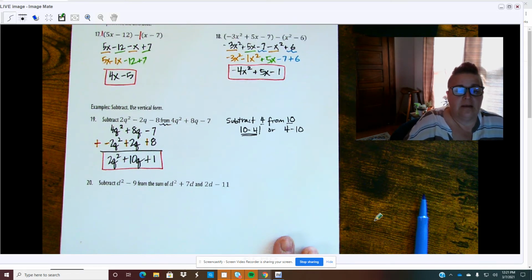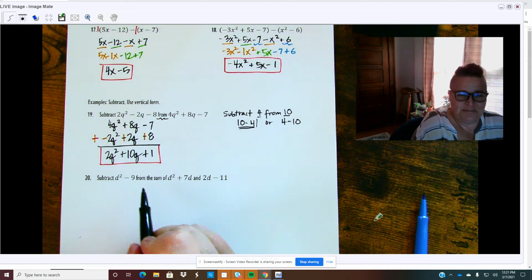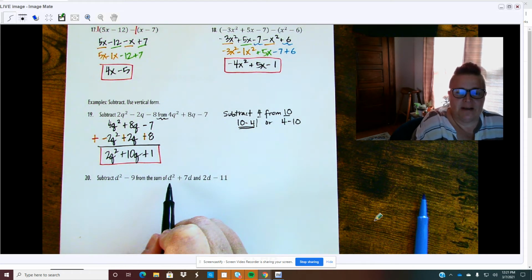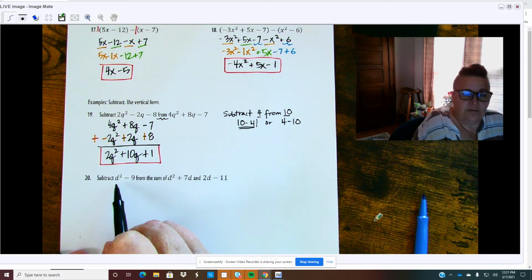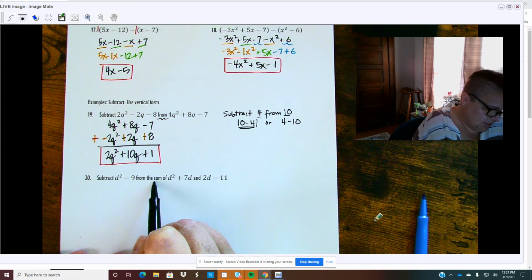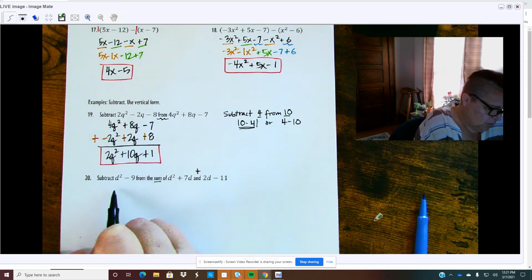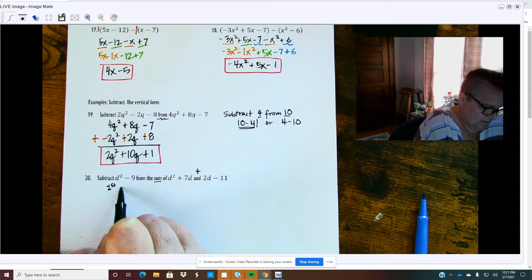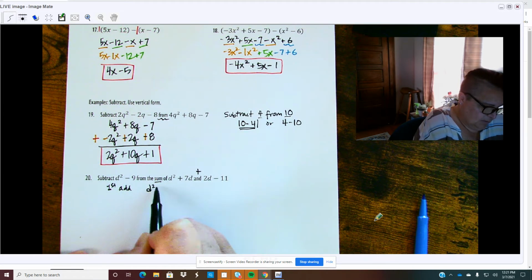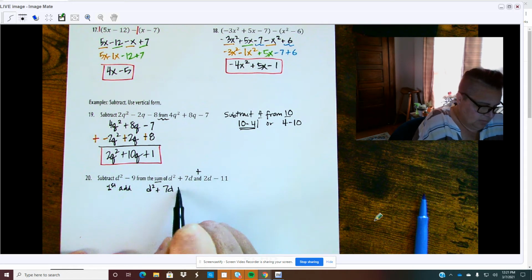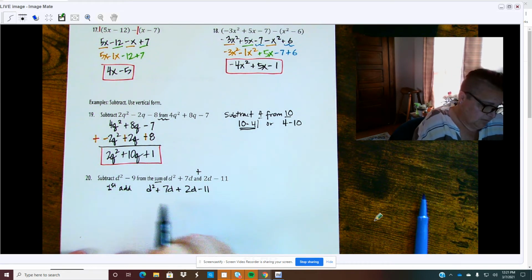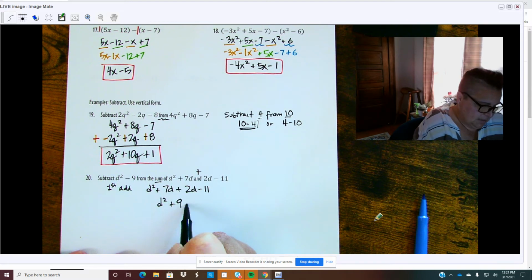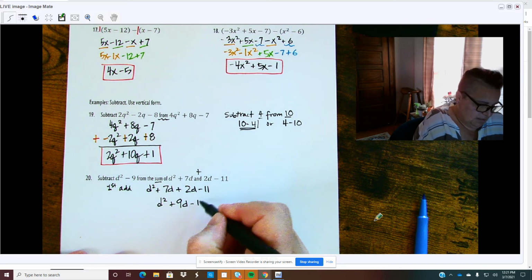Okay. All right, problem number 20 says to subtract d squared minus 9 from the sum of d squared plus 7d, not t, and 2d minus 11. So if we're subtracting this from the sum, and the sum is addition, first we're going to add d squared plus 7d plus 2d minus 11. And that's going to give us d squared plus 9d minus 11.